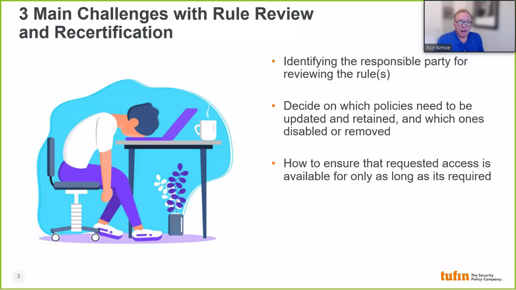And then finally, how to ensure that requested access is available only for the time it's required. This is very important: when somebody requests access, or a new application is being deployed, it's really important to monitor that and to know when that application's deadline is exceeded, right? Maybe that application's serving a temporary function, but when its time is due, you need to be able to go and get rid of the rules in a timely manner.